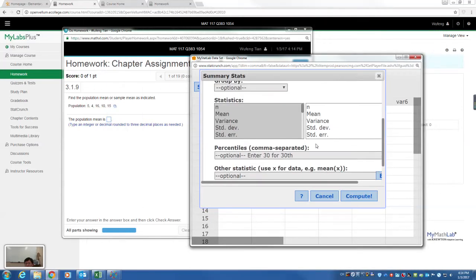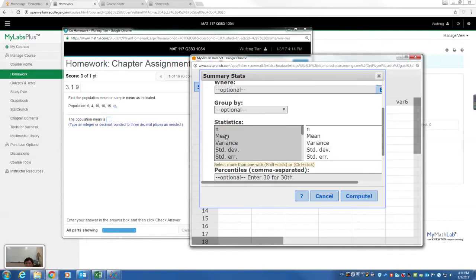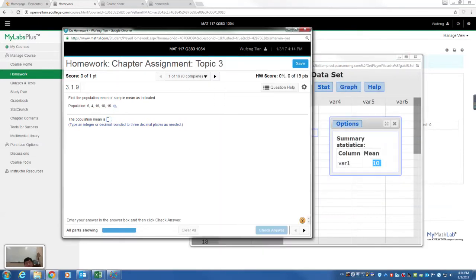I choose this variable 1, and if you scroll down, you can see mean, variance, standard deviation, standard error, median, range. Population mean uses the unadjusted variance, but the mean is the same, so there's nothing wrong with it. You just compute the mean value, so it's 10.